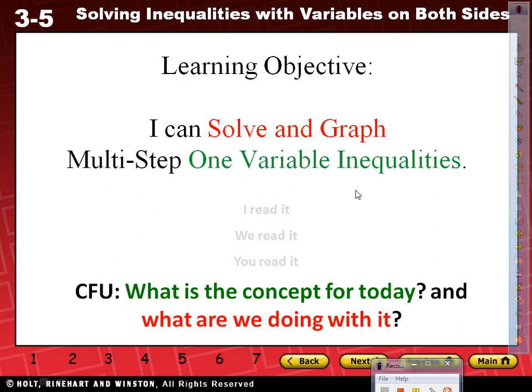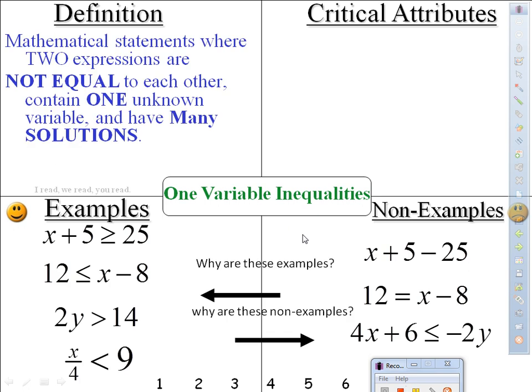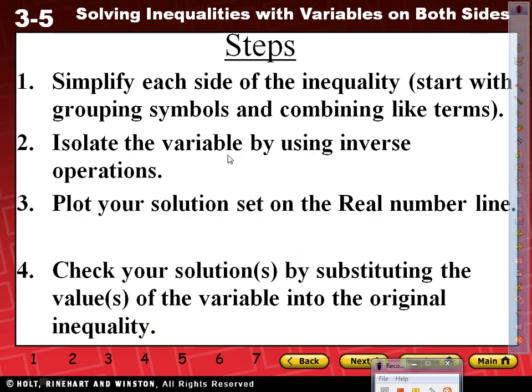Let's read together. 1, 2, 3. I can solve and graph multi-step inequalities. All right, so we're solving the same concept. That's why we don't need the frayer model, right? We already know all this stuff. We know the steps: simplify, isolate, plot, check. So we got this, right?